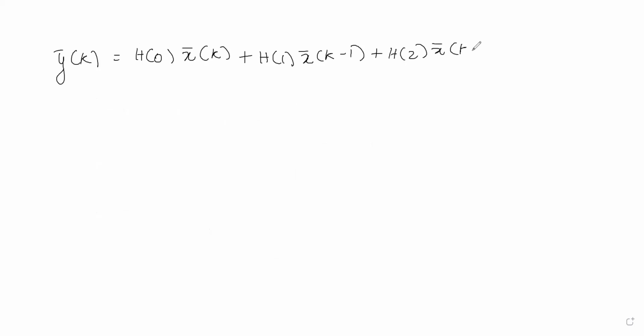what we will get is y bar of k equal to H of 0 x bar of k plus H of 1 x bar of k minus 1 plus H of 2 x bar of k minus 2, like that till H of L minus 1 x bar of k minus L plus 1, plus n bar of k.